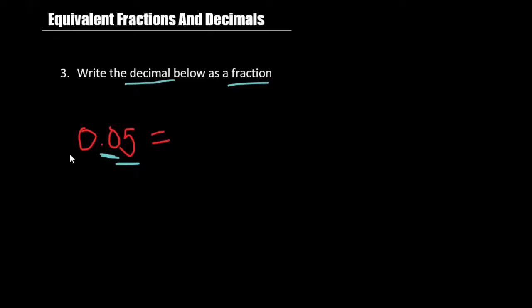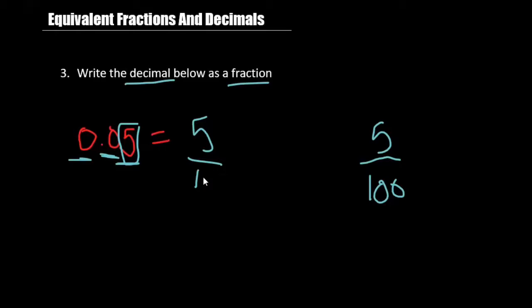So 0 is the tenths, and this is the ones. So our 5 is in the hundredths place. That basically means you want 5 over 100. And that is our answer. 0.05 is equal to 5 over 100.